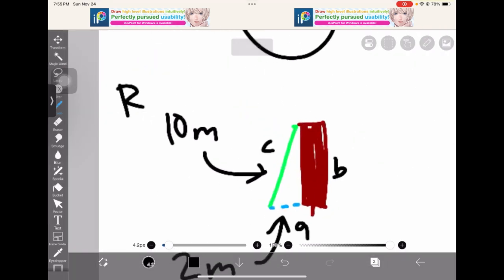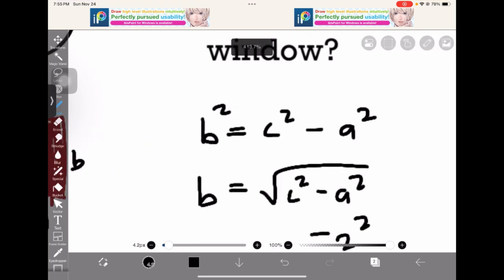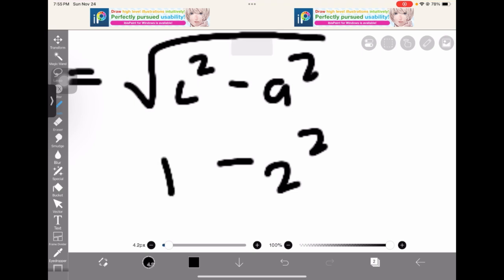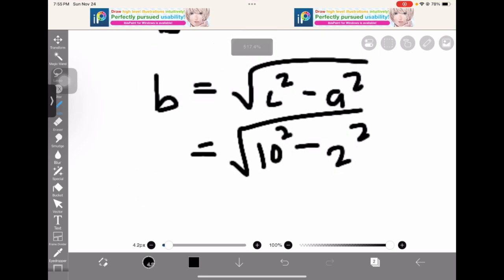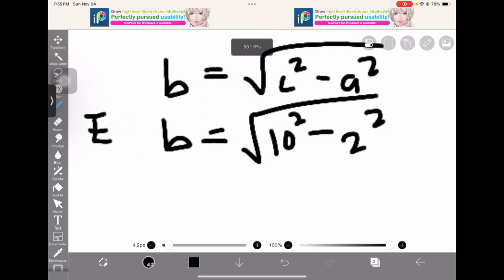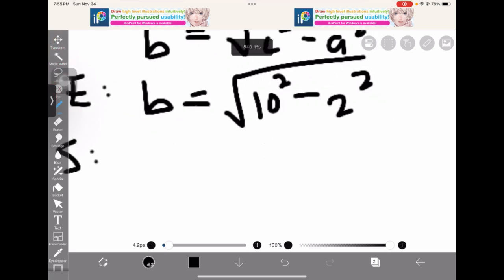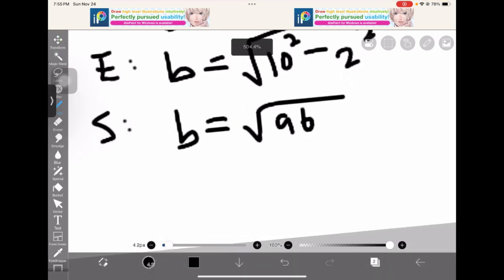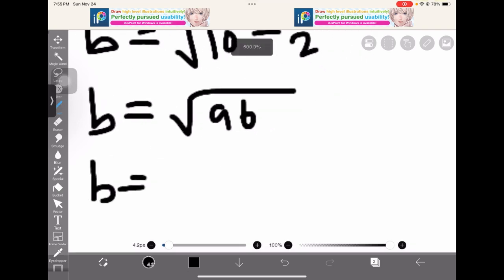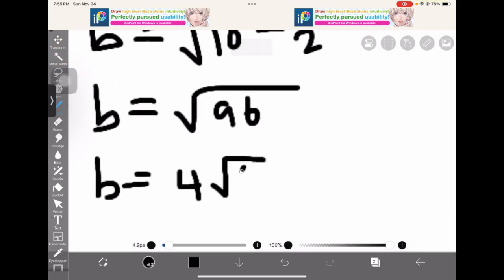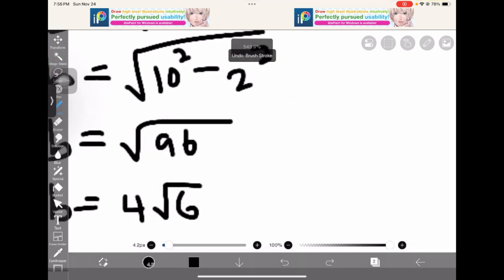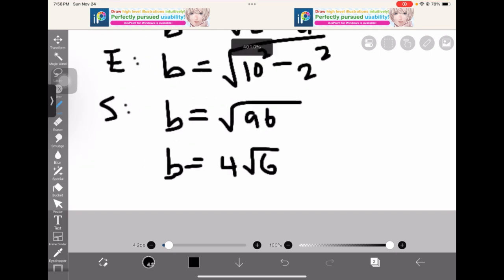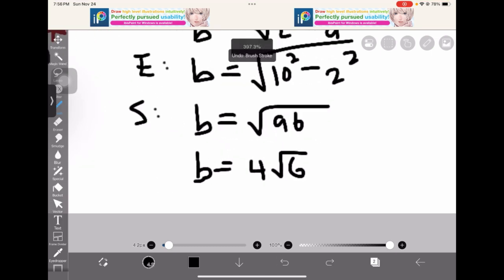So let me just draw R. I'd say E. E is this one. 10 squared. Then S. S would be this one. Then we just have to simplify. It's just going to be 4 square root of 6. Because this is divisible by 16. So square root of 16 times 6 is 96. So yeah, they're the same. And that's it. That's the answer.